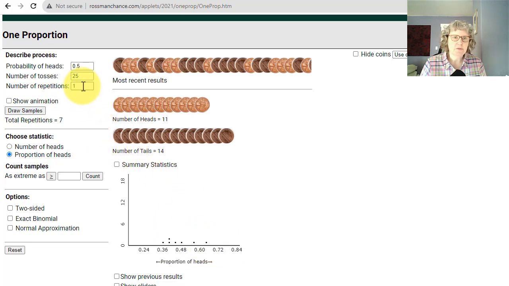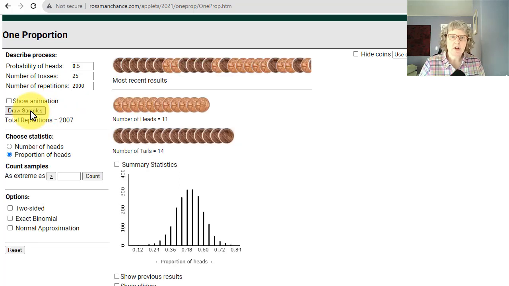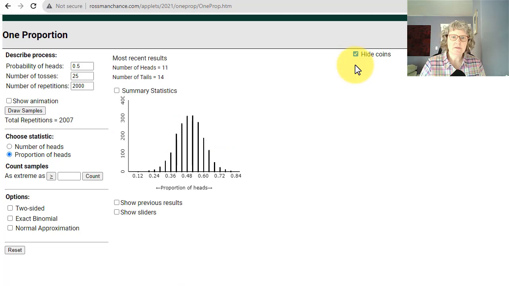these sampling distributions. We're going to call this a randomization distribution, okay? Because what we're going to do is we're assuming that the null hypothesis is true, and that's 50-50. So under this 50-50 assumption, we want to know how likely our observed result is. Okay, so I'm going to go up and make this 2,000. You can make it exactly 2,000, or you can just make it approximately 2,000. And if you want, you can hide the coins if it's distracting.